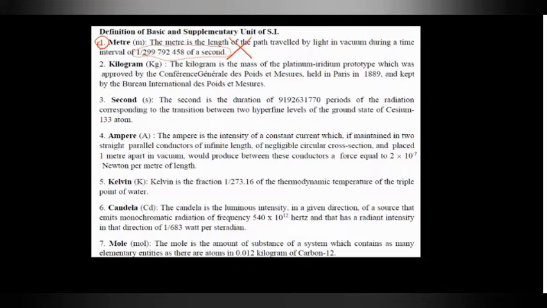So the kilogram of mass is a platinum iridium prototype, which was approved in 1889, held in a museum in Paris, France. It's kept by the International Bureau of Weights and Measures, something like that. So it's a simple thing you don't want to worry about.